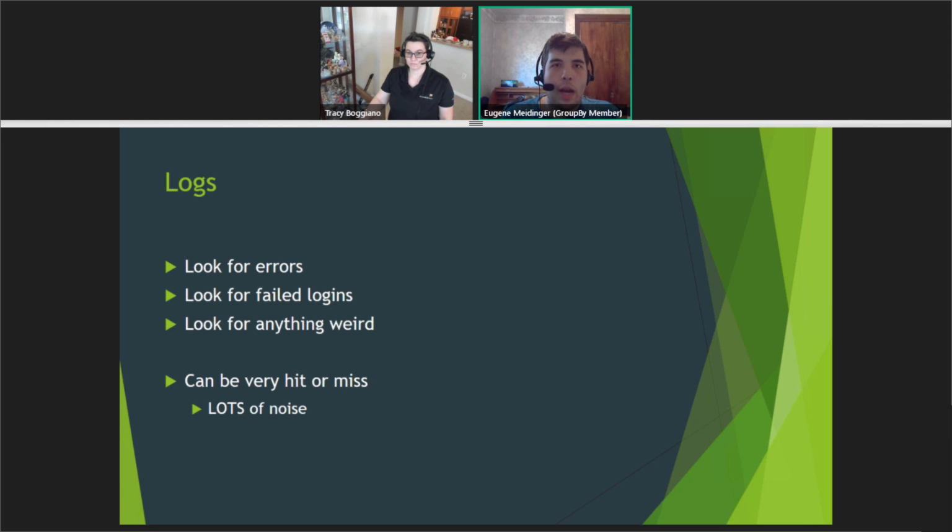Next is logs. So when I'm looking at the logs, I'm looking for errors. I'm looking for failed logins. I'm looking for anything that looks weird. And so there's a good chance you're going to have a lot of false positives. You're going to do a lot of Googling. Be careful with this rabbit hole because you can spend hours just digging through this stuff and Googling these things.